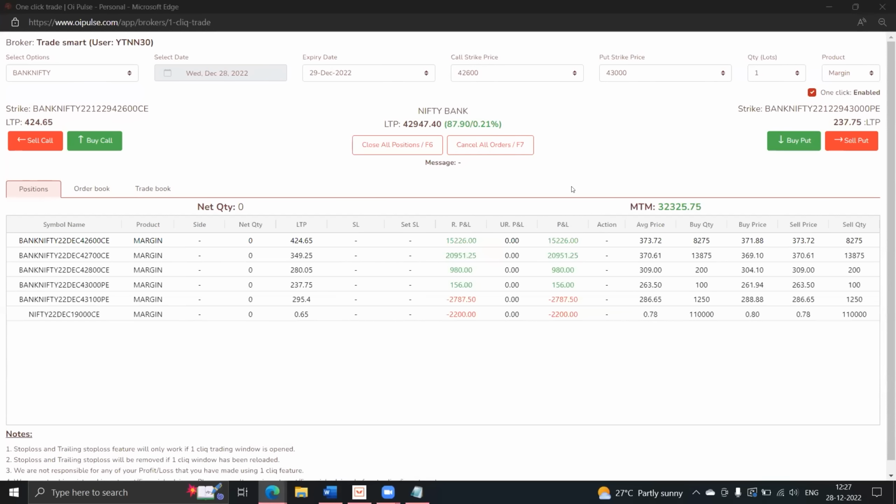Guys, in OI Pulse, one click is not going to be available for some time because we are going to be making a lot of changes. Once all the changes are enabled, then we will get into the OI Pulse app. Currently, no. Next live commentary is next week.